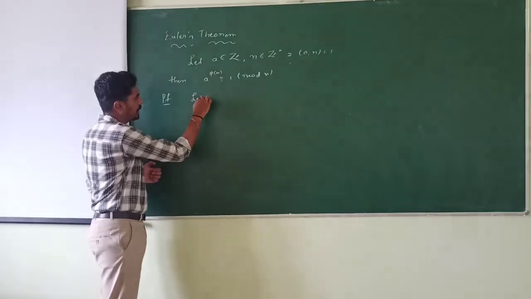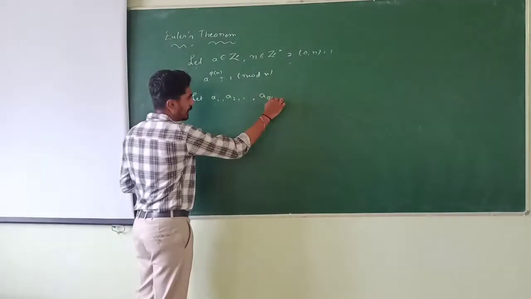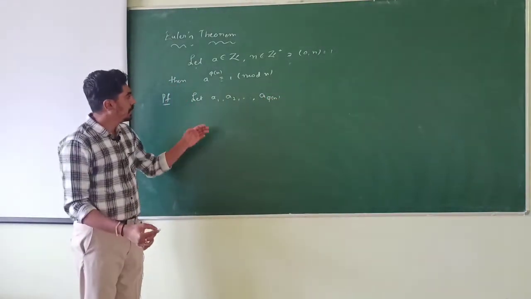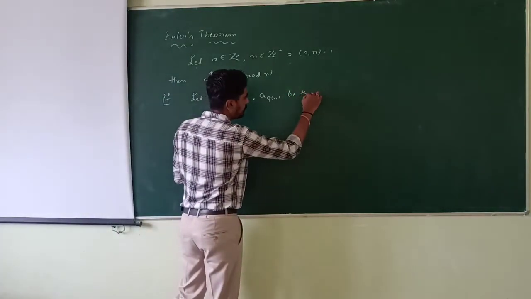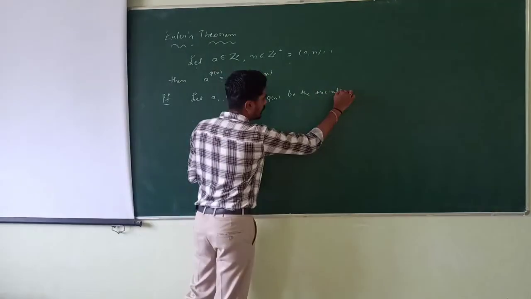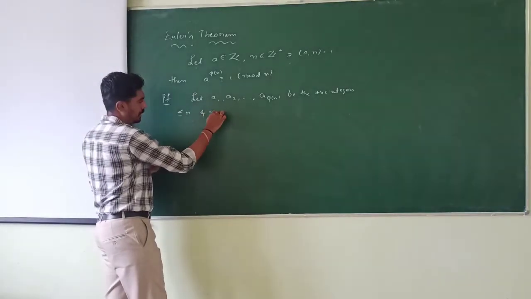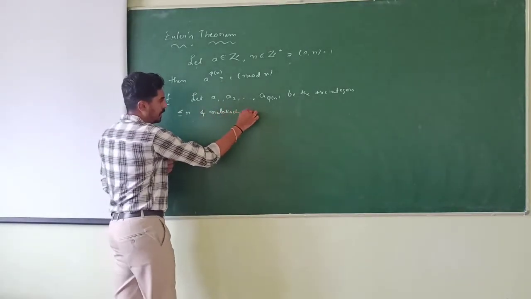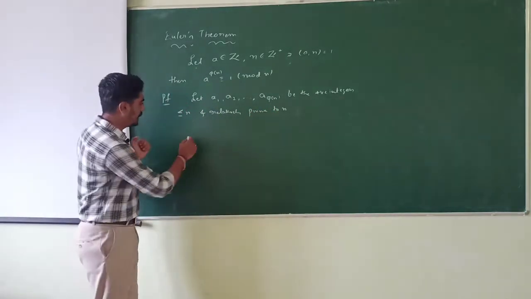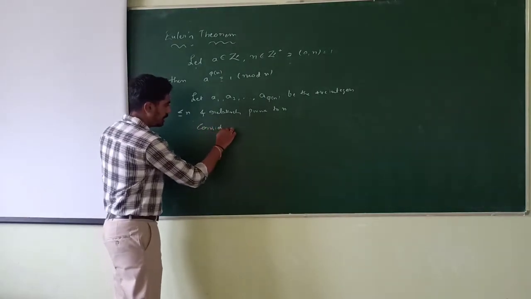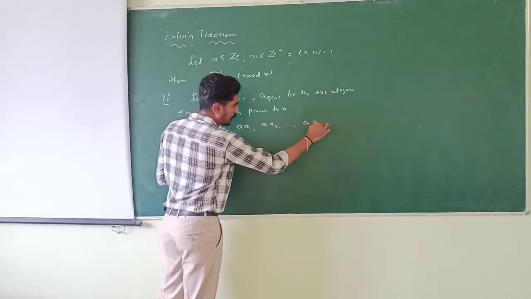first let a1, a2 and so on up to a phi n be the positive integers less than or equal to n and relatively prime to n. Now consider the integers a times a1, a times a2, and so on up to a times a phi n.